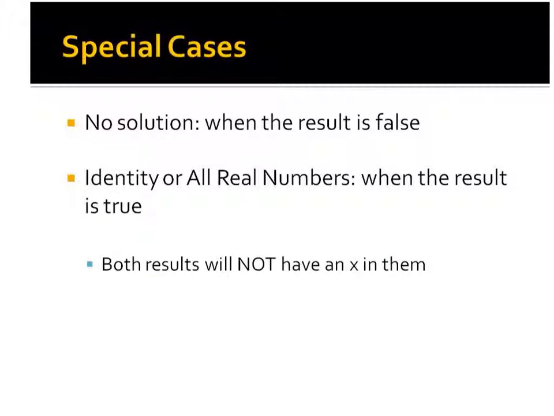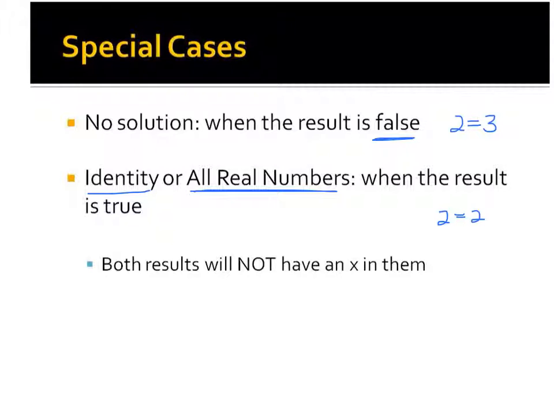There are two special cases we're going to have. So no solution is when the result is false. Now, by false, we mean 2 equals 3. Notice there's no x. So your x's are going to totally cancel, and you get a false statement. Okay. The other one would be identity, which we're going to call all real numbers, and that's when you have a true statement. So a true statement is 2 equals 2.